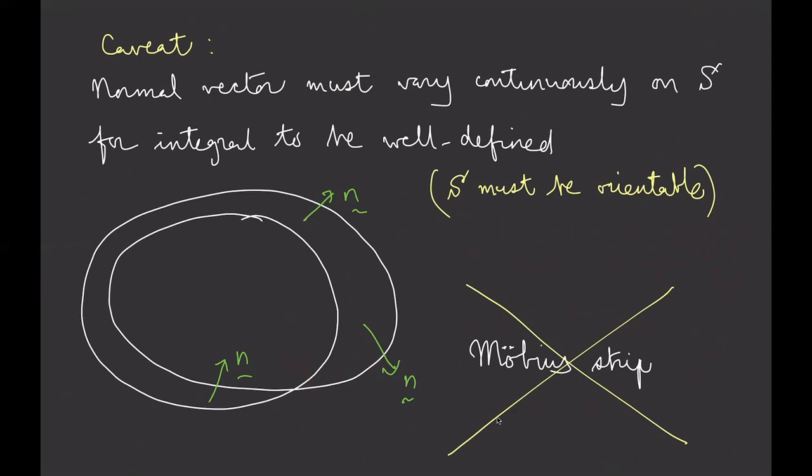Thinking about this in terms of the normal vector, you make some choice of the normal vector on this two-dimensional surface, and you keep following it. Think of this as an ant carrying an antenna on its head, pointing directly upwards. You go around, but by the time you come around, the ant is on the other side, so it's pointing in exactly the opposite direction. So it doesn't vary continuously as you go all the way around. So in this case, in general, we are not able to define integrals of this form.